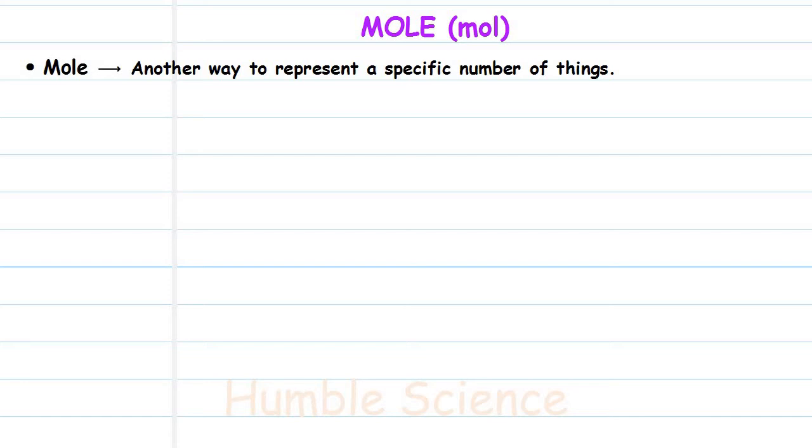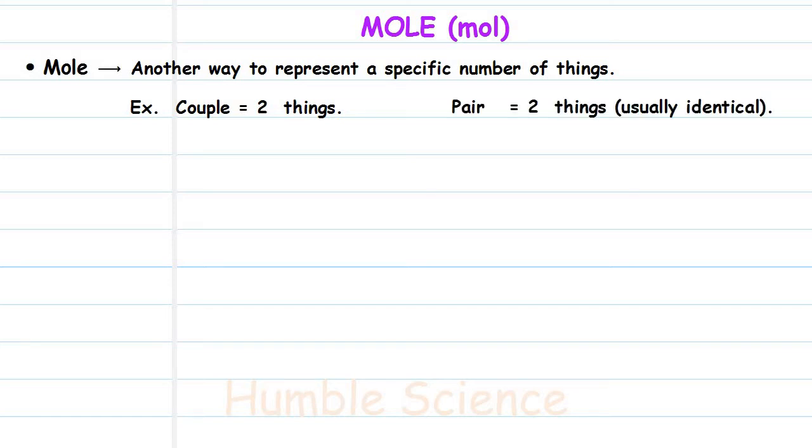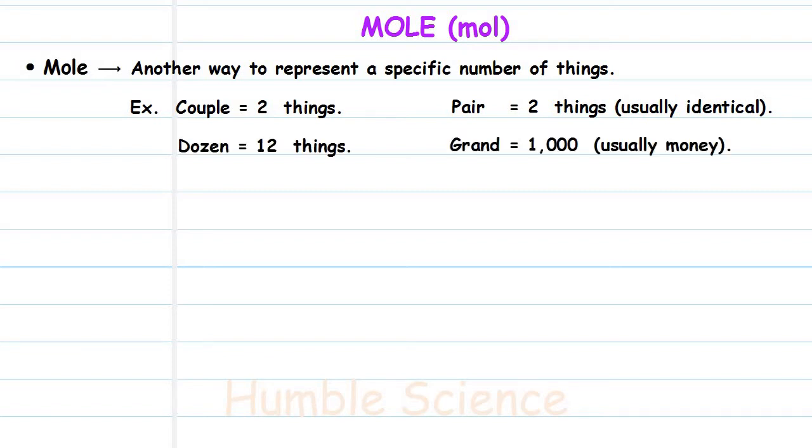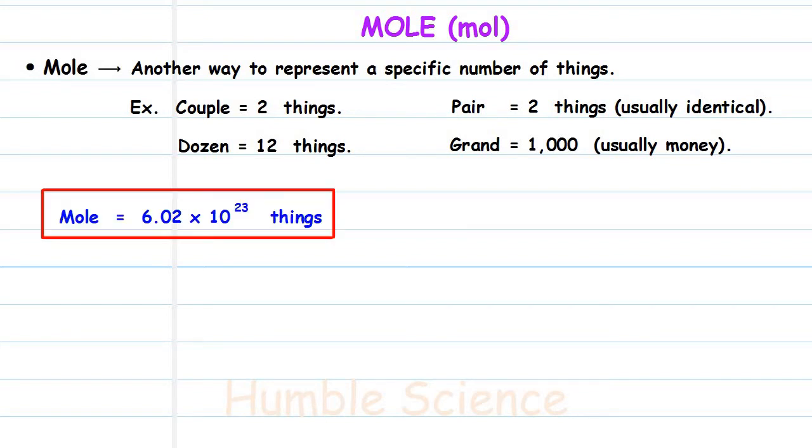Actually, we already knew many terms that are used for a certain number of things. For example, couple means two things. Pair also means two things. Dozen means 12 things. And a grand means 1,000. And for mole, it means 6.02 times 10 to the 23rd things. And that is quite a big number. Well, that's why we have the term mole to make it more convenient.